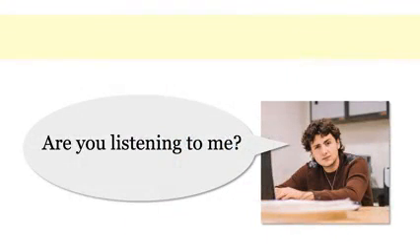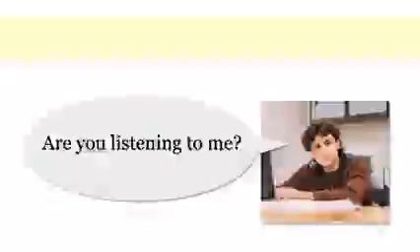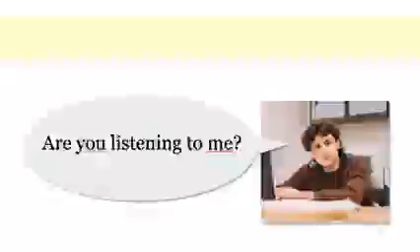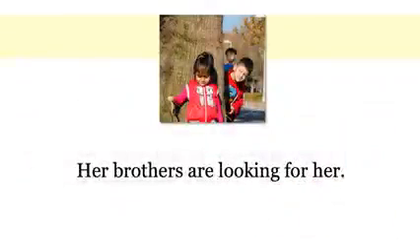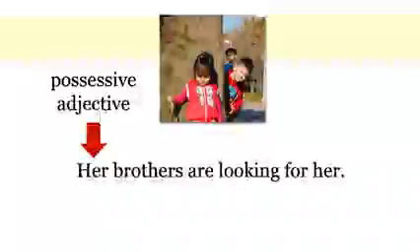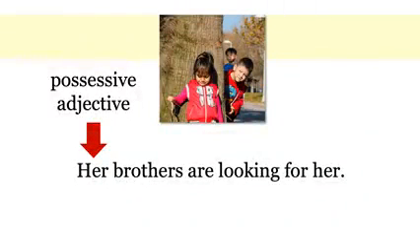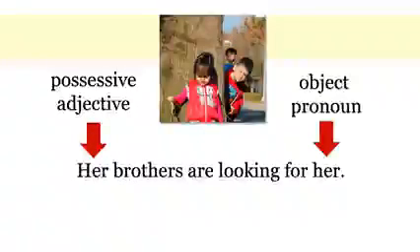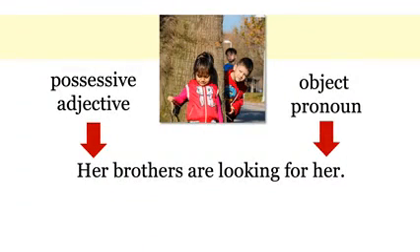Are you listening to me? Okay, how about here? Still, you is the subject and me is the object. So you is the subject pronoun and me is the object pronoun, even when it's a question. Her brothers are looking for her. Okay, now this might look confusing, but if you remember, this her is a possessive adjective, and this her is an object pronoun. Sometimes it can be confusing. Let's do some practice.